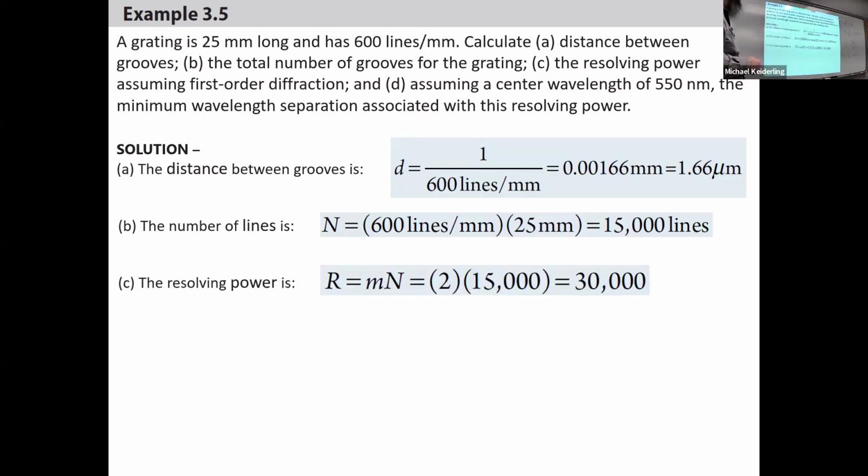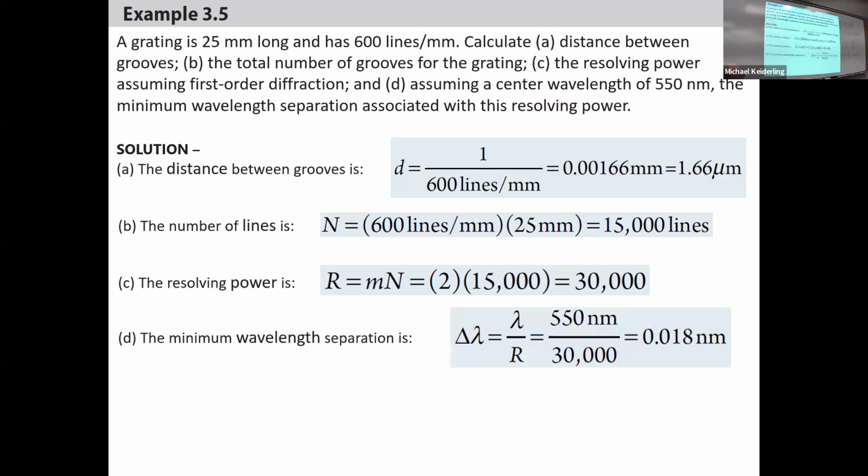The resolving power is... if it's first order diffraction, why is that a 2? I would think it's m times n. So 2 times 15,000. I would have thought that would just be 15,000. I'm not sure. I might have to dig up that book because I pulled this as an example from another textbook. That's what seems odd. I would think it would be 1.